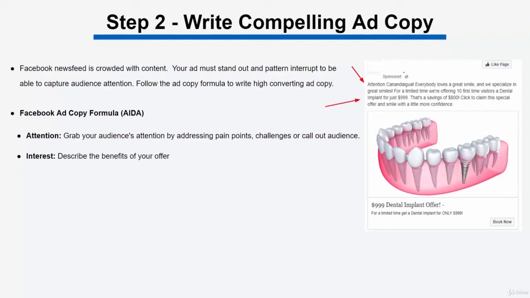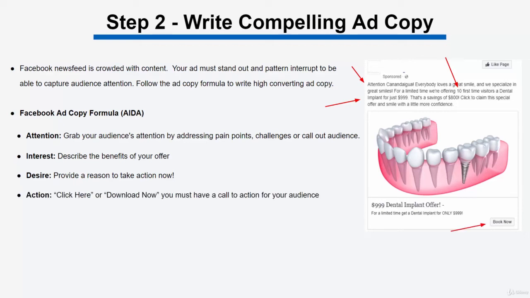And then we have interest. This is where we're describing the benefits of the offer. You'll notice over here on the right-hand side, we have the implant for just $9.99. And then we want to provide desire, a reason to take action now. The reason to take action now for this ad is because we only have 10 available. And then action. This is where we want them to either click here, download here, learn more, or book now. And you'll see on this ad that we have the button there for book now, where they can book an appointment. So this is a very simple formula that you can follow for your Facebook ads.